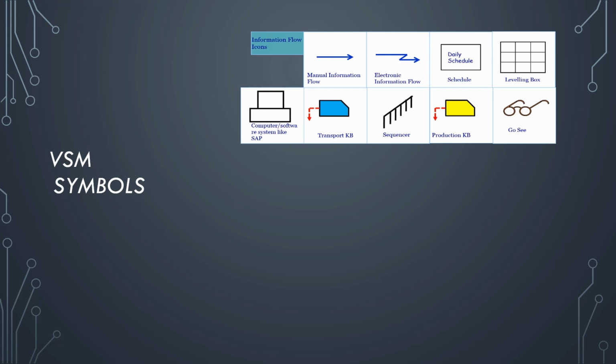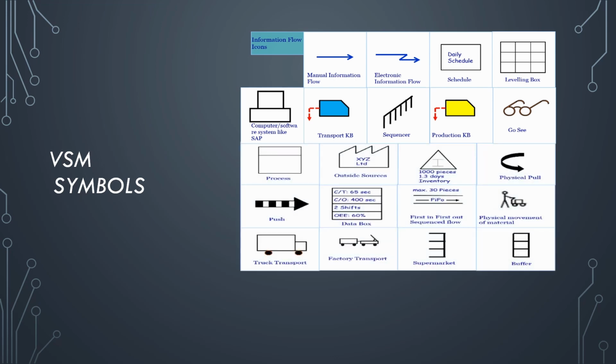Sequencer represents a process or activity that determines the sequence or order in which tasks, activities, or operations are performed within the value stream. Production Kanban specifically refers to the use of Kanban cards or signals to control the production of goods or parts within a manufacturing environment. Gemba symbol represents the practice of physically observing and understanding the actual conditions or processes on the shop floor or within the value stream. Process box represents a specific process, step or activity within the value stream.